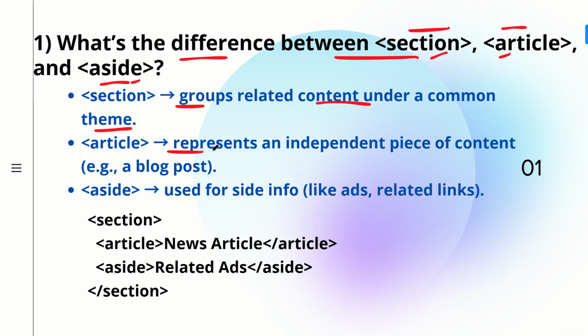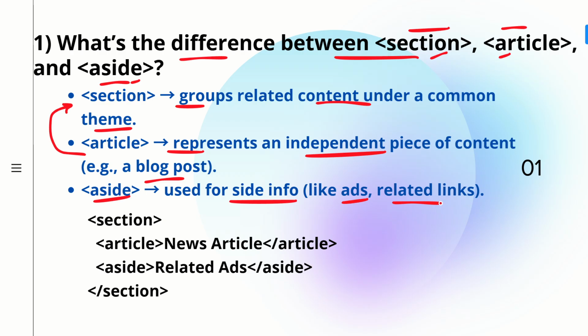Then we have article. What is article? It represents an independent piece of content, for example, a blog post. So article represents an independent piece of content, and an article can be present in a section. So section can enclose the article. Then we have aside. Aside is used for side information like ads or related links or other examples.